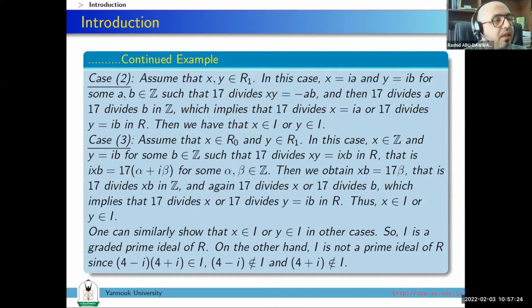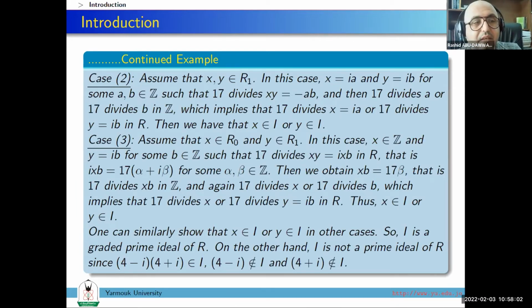Case two, I take both elements from R1. So in this case, x = iα, y = iβ for some integers α and β. Again, 17 divides xy, which is −αβ. When you multiply x and y, you will have −αβ, so 17 divides αβ, and again, 17 is a prime. So 17 divides α or β, and then with an easy calculation, you will have 17 divides x or 17 divides y, which means that x belongs to I or y belongs to I.